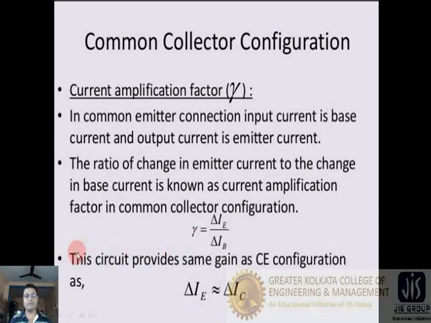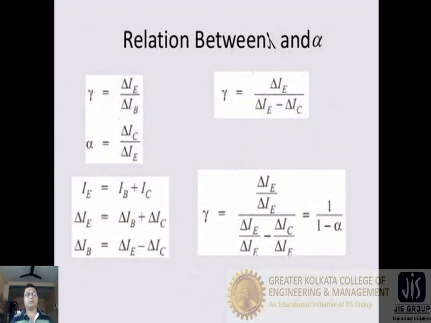This circuit provides the same gain as the CE configuration, that means common emitter configuration. So the delta IC is almost equal to delta IE. Now we are going to make a relationship between the gamma and alpha. Gamma equal to delta IE by delta IB and alpha equal to delta IC by delta IE, and it is the transistor current equation, IE equal to IB plus IC.